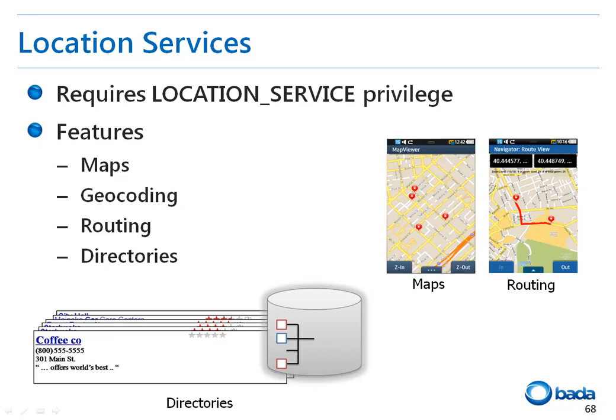In this lecture, I'll introduce location services. The location service APIs are in the location_service privilege group. The location service functions consist of a map function to get maps, a geocoding function to convert coordinates to an address, a routing function to find a route between 2 points, and a directory function that manages major locations.